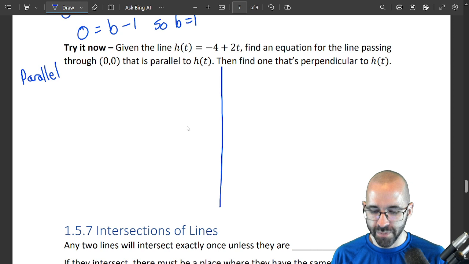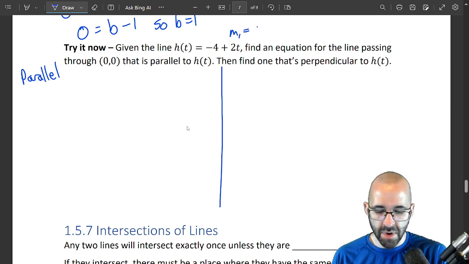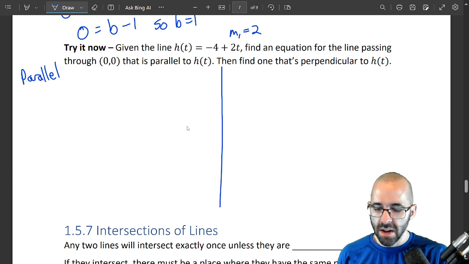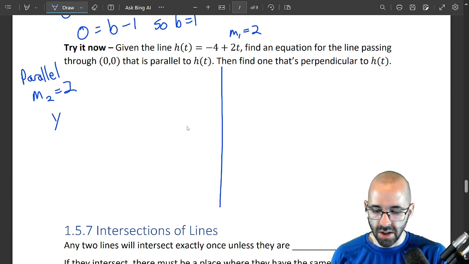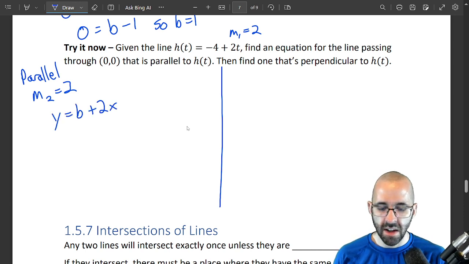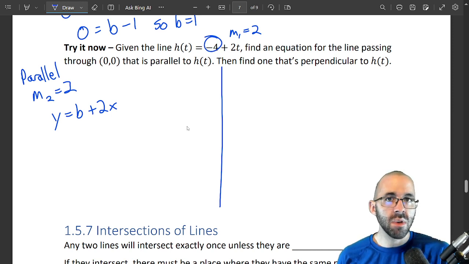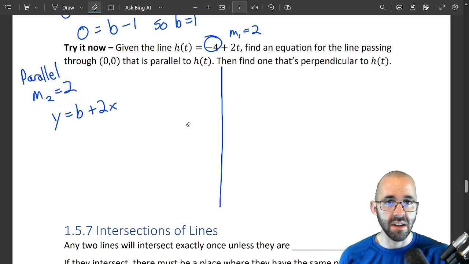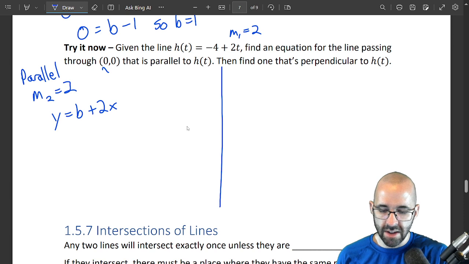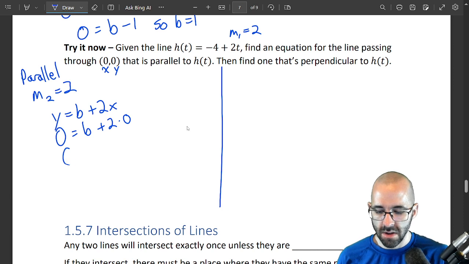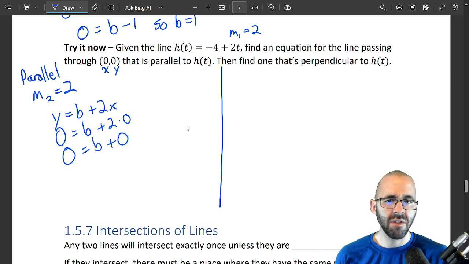We'll start with the parallel one. So the first slope, right, is just 2. So if it's parallel, our parallel line will have the same slope of 2. So it's going to look like y equals b plus 2x. We just need to find the b value. It's not -4. -4 is the starting value of h. But we're looking for a line that's parallel to this that goes through the point 0, 0. Again, that's our x and our y. So y is going to be 0 and x is going to be 0.